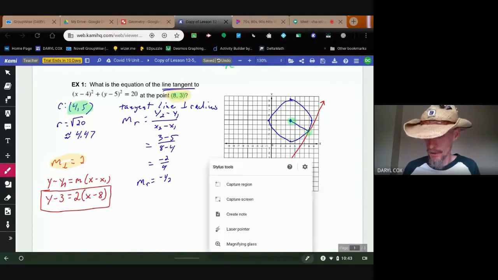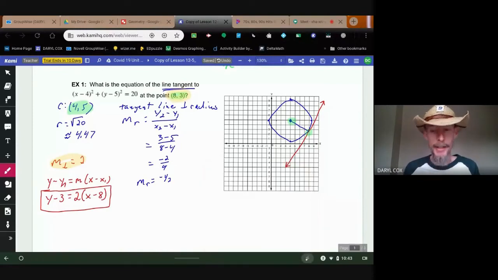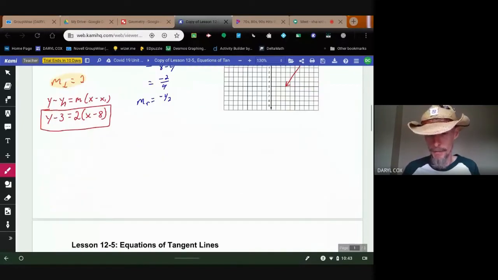You just need to calculate a few things to get this. I need to know the slope of my radius. Once I know that, I can get the slope of the line. Once I have a point and a slope, I can get my equation. Okay. So let's take a look at an example that you're going to go through, and we're going to go through it step by step here.